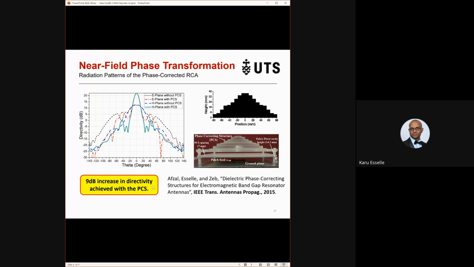It's about 9 dB increase in directivity because of the phase correction surface, because we are correcting the surface phase non-uniformity. We don't do anything to the amplitude. Amplitude non-uniformity is still there, but just by correcting the phase non-uniformity, making the phase uniform, we got this increase in directivity.